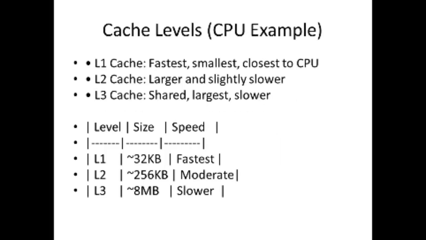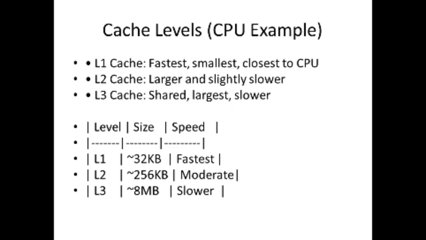Okay. So cache levels. We are dealing with the CPU. In the previous slide, I said that the CPU has level one, level two, and level three. The level one cache is the fastest, and it is the smallest and closest to the CPU. The level two cache is larger and slightly slower. It's not slow, but it's a little bit slower.